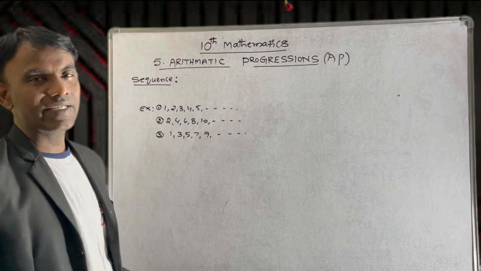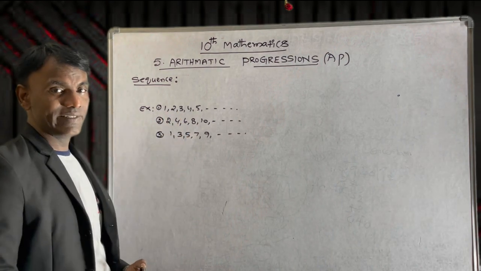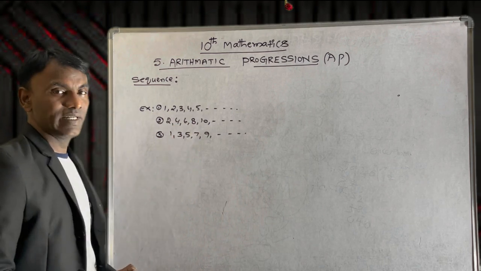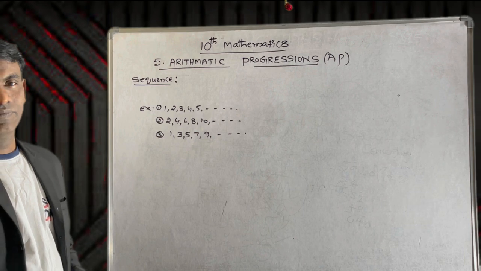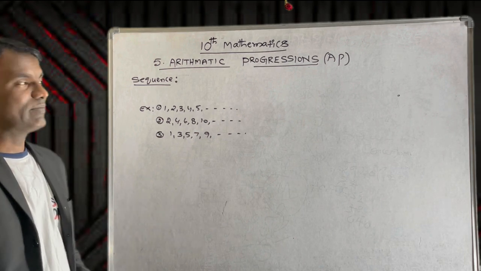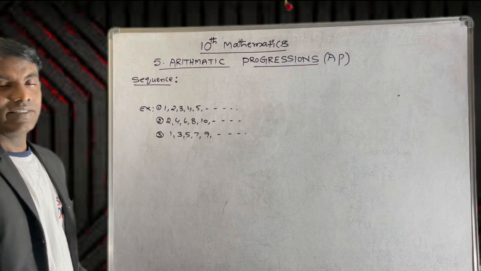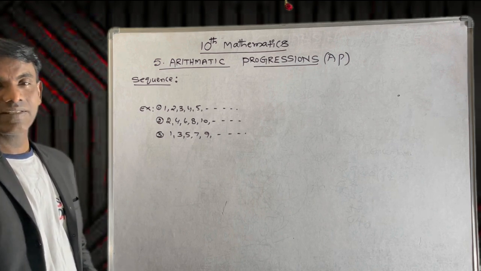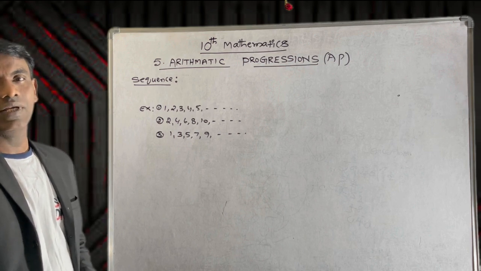But what is the meaning of this? Here, generally we know very well about natural numbers, right? And these are even numbers, these are odd numbers. But what is the meaning of this? We can write all like this, but how to define a sequence? Generally, a sequence is an arrangement of numbers in a definite order according to some rule.